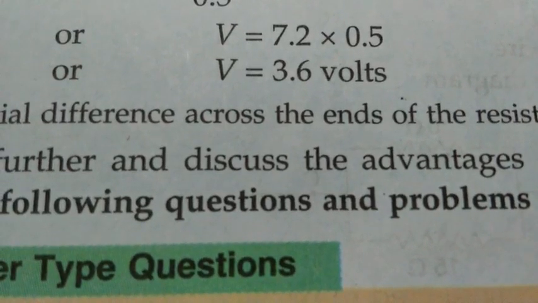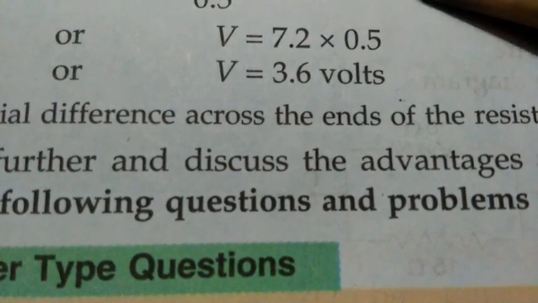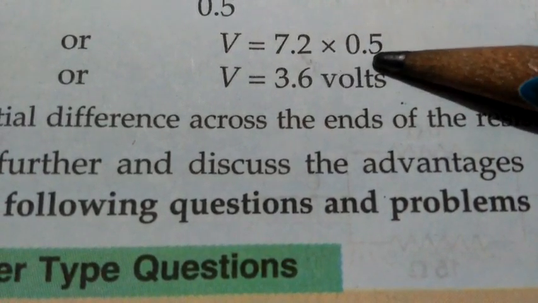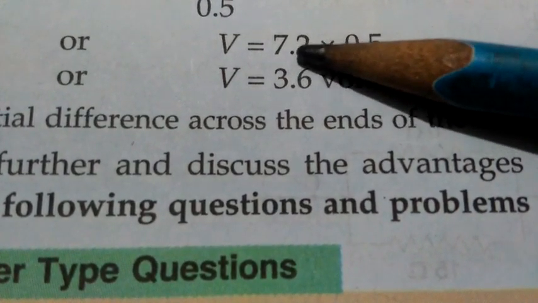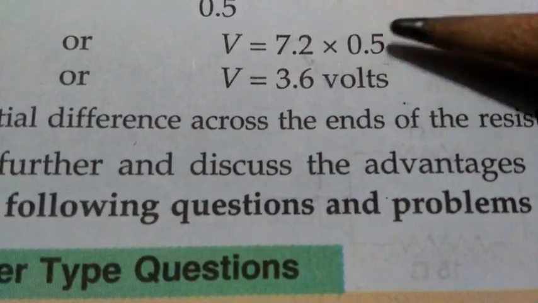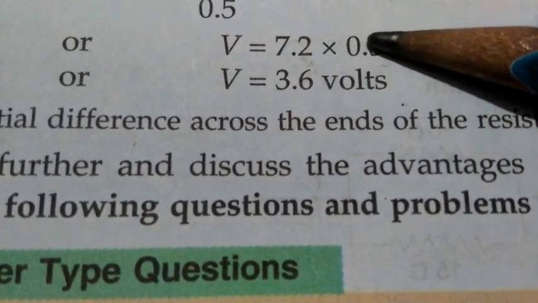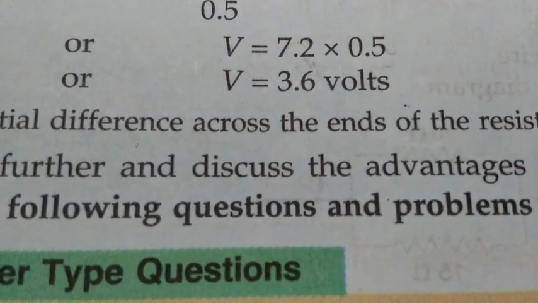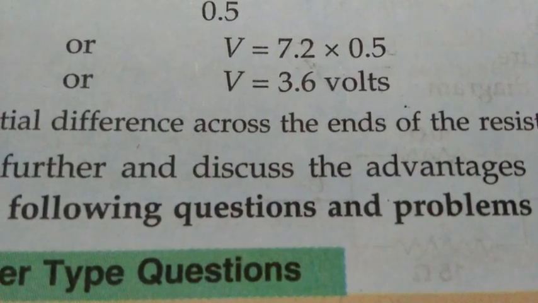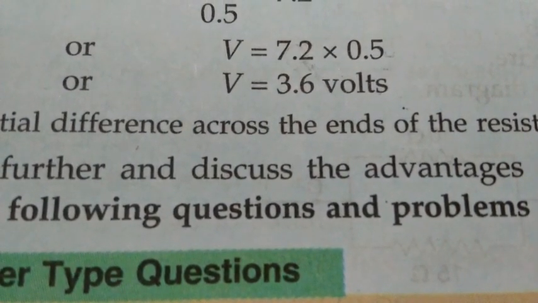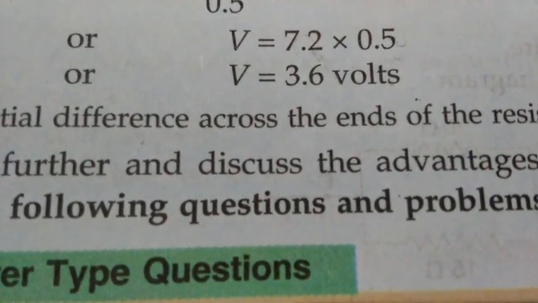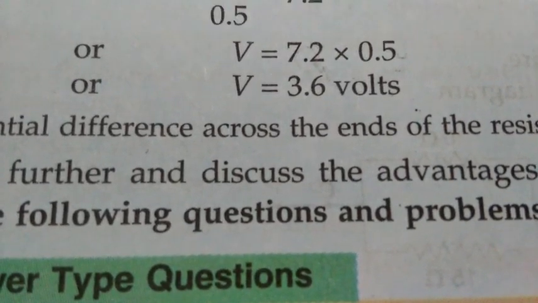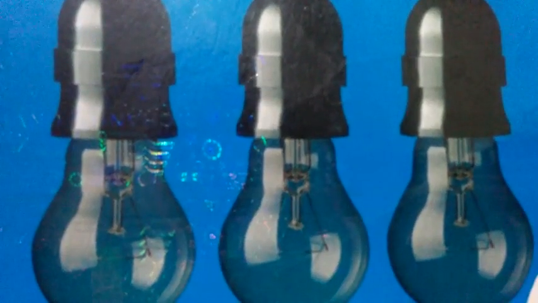Because we have to find the potential difference across R1, we will put the value of R1, that is 7.2, into I. V equals I into R, or R into I, same thing. When we multiply this, we get 3.6 volts. So the potential difference across R1 is 3.6 volts, and whatever remains, that is 2.4 volts, will be across that parallel combination. Is it clear?